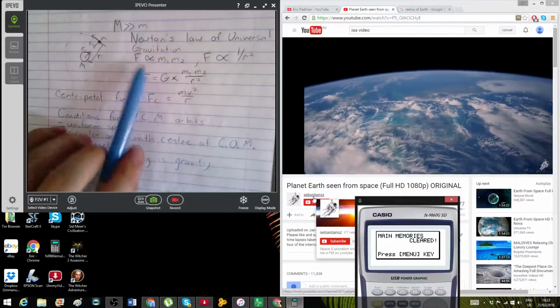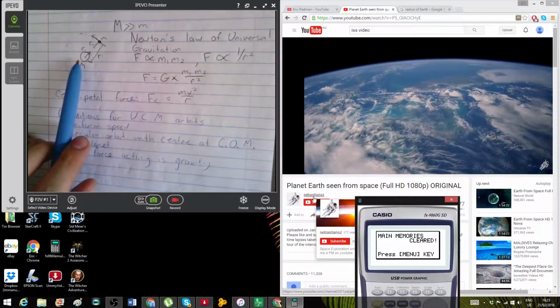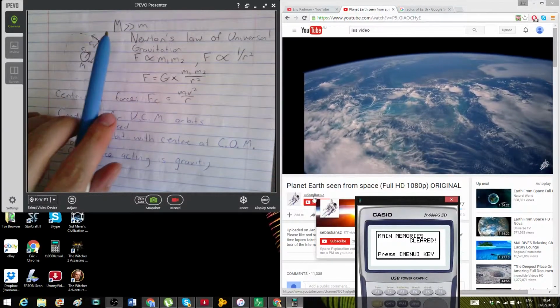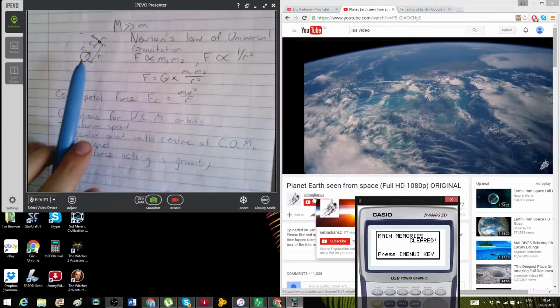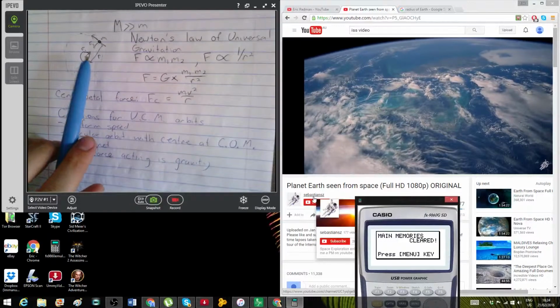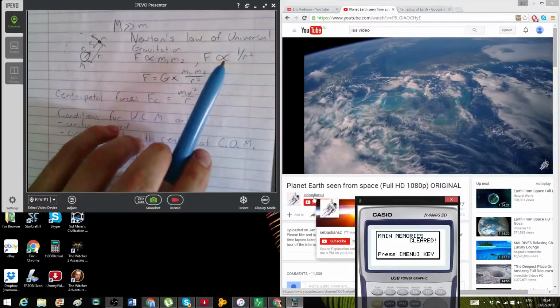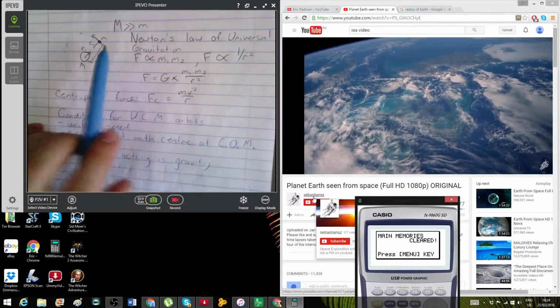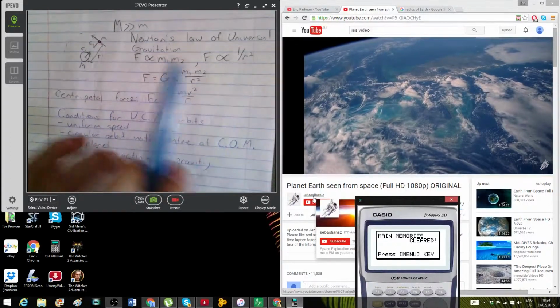So if you haven't seen this before, each body in space is attracted to each other mass in space. Every mass in space is attracted to every other mass in space with a force that's proportional to the product of the masses, and inversely proportional to the distance between them. Between two masses, you can come up with an equation as such. The equation we're going to use.